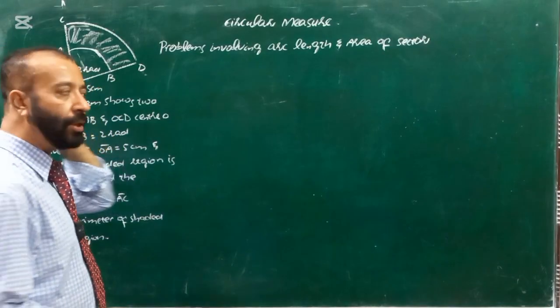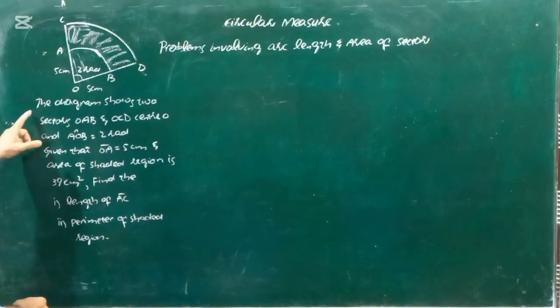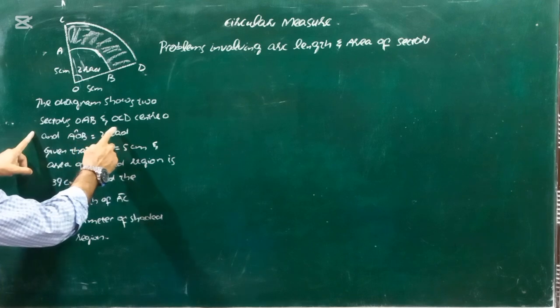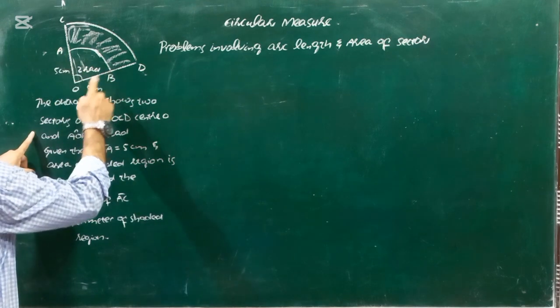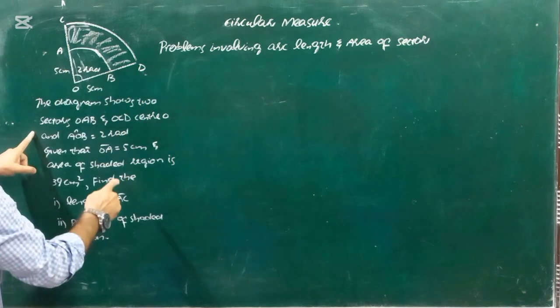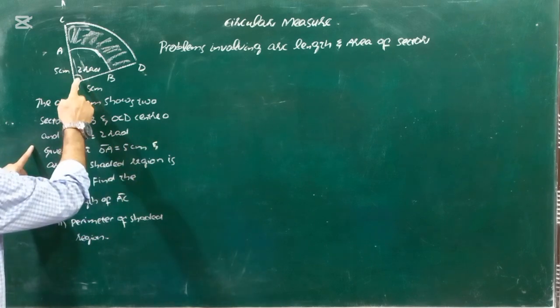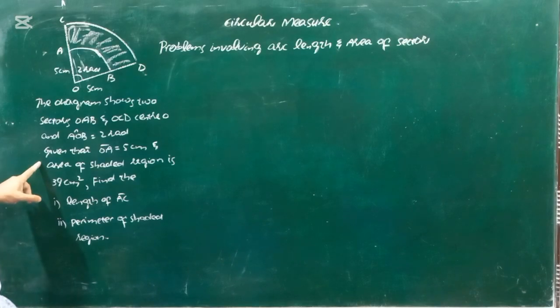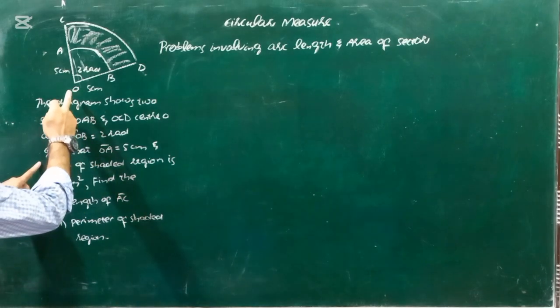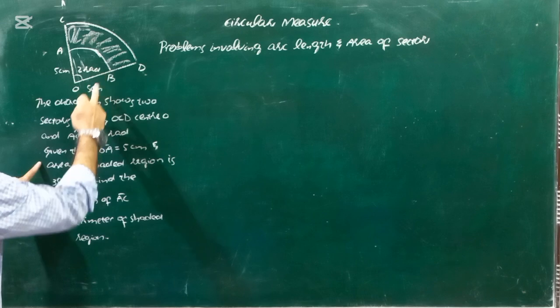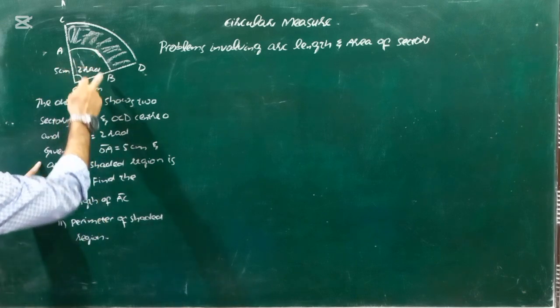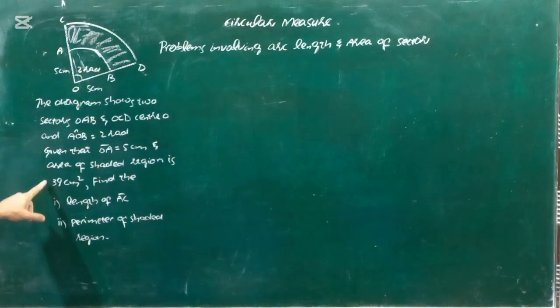Here is another question. The statement of the question is the diagram shows two sectors OAB and OCD. So here is OAB and here is OCD. Okay. Center O and AOB is 2 radian. So it is 2 radian at the center. Given that OA is equal to 5 centimeter. Okay, it means OB is also 5 centimeter because that is the radius of the smaller sector. And area of the shaded region is 39 centimeters square. Okay, find the length of the AC. Okay, this is the requirement.